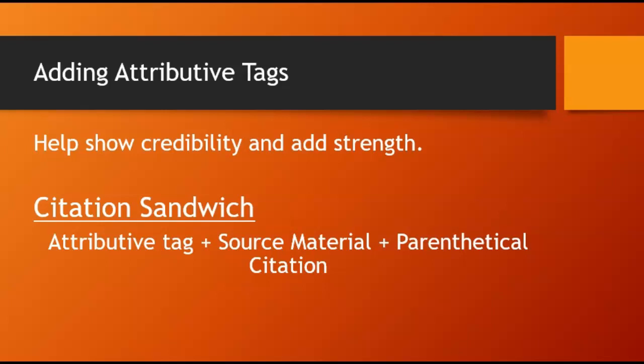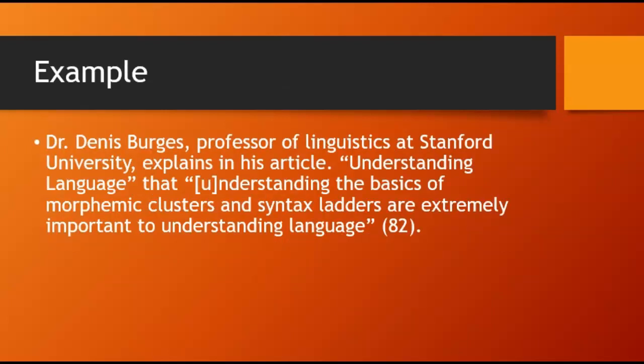A citation sandwich is when you place the source material, whether it is a quote, summary, or paraphrase, between an attributive tag at the beginning and a parenthetical citation at the end. Of course, do not forget to relate the cited material to your own text. For example, Dr. Dennis Burgers, professor of linguistics at Stanford University, explains in his article, and then you have the quoted material followed by the parenthetical citation.